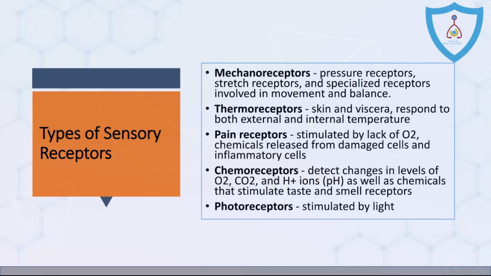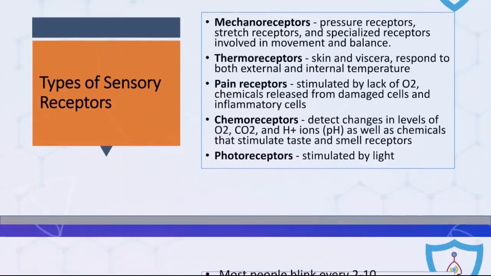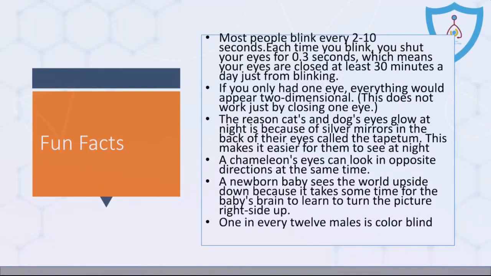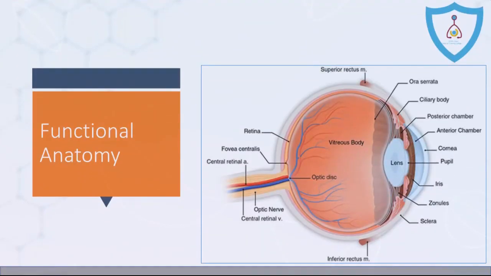Then we've got photoreceptors that can detect light, and these are especially found in the eye, and they are responsible for the detection of vision. There are fun facts here in this presentation, which you will have, and you can look at these fun facts and laugh a bit. So we are going to start with vision.